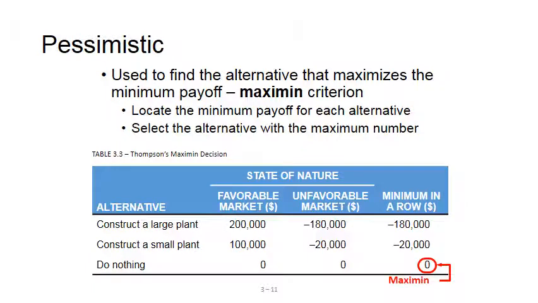The next model is for pessimistic decision makers, or those who have a negative outlook for the future. These decision makers believe there is a high likelihood of an unfavorable market. The model is called Maxi-Min, or the maximum of the minimums. First, we take the minimum for each row, then we take the maximum value of that column. In this model, we would select the alternative to do nothing, because we would lose $0.